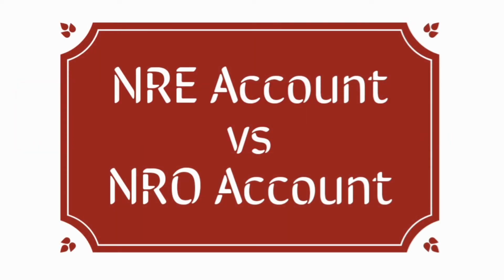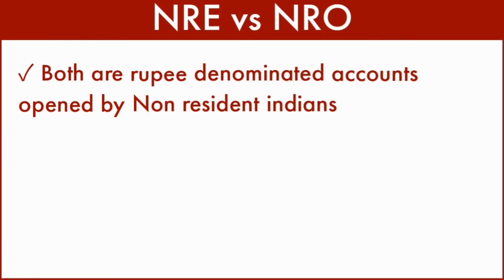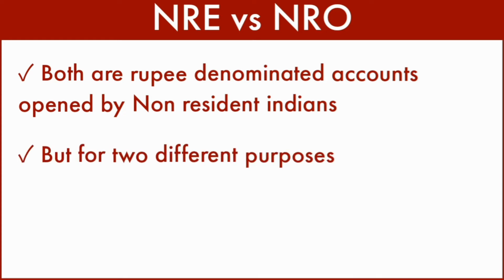NRE and NRO accounts. NRE means non-resident external, NRO means non-resident ordinary. Both these accounts are rupee denominated accounts and can be opened only by non-resident Indians, that means NRIs. And these two accounts serve different purposes. Choosing between them can be a little confusing, but let's see their differences in detail.